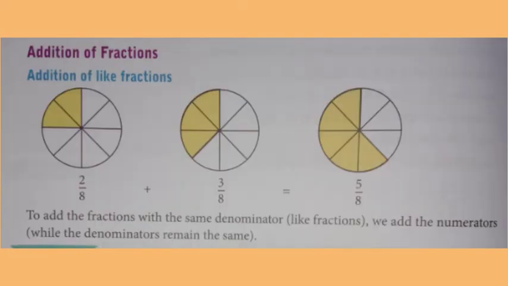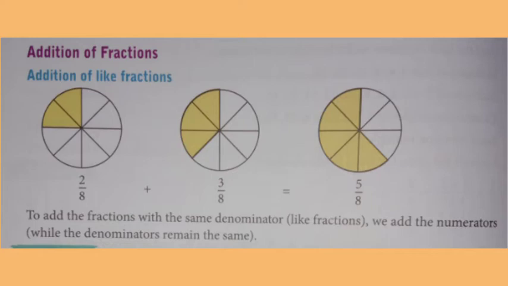Addition of fractions, addition of like fractions. In the first picture, 2 parts are shaded out of 8. In the second picture, 3 parts are shaded out of 8. In the resultant picture, 5 parts are shaded out of 8. That is 2/8 plus 3/8, which equals 5/8.